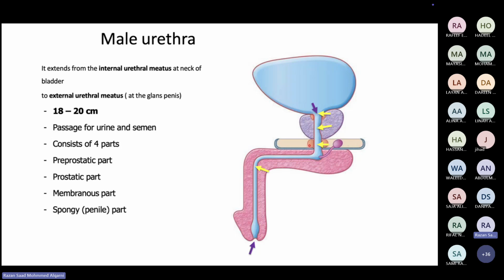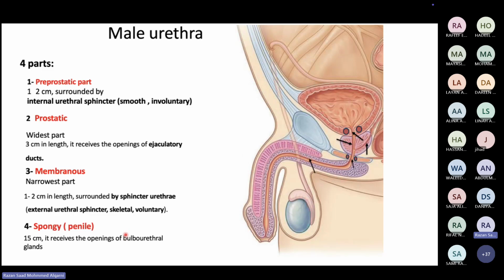And then here we have an area that has the bulbourethral glands. This area is called membranous. And finally, the last and longest part is called the spongy or penile part. Let's start with the first part, which is very small, this part as you can see here.